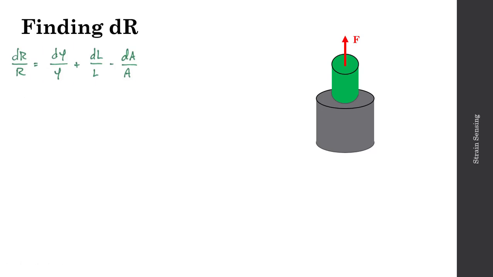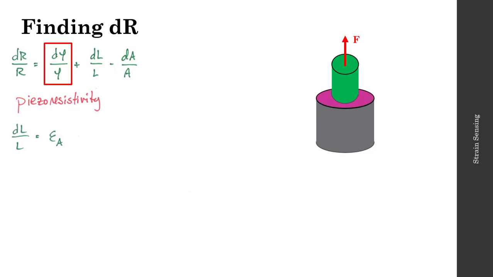This d rho over rho term is going to describe any piezoresistivity I might have in my sensor. dL over L, that's my strain, so I'm going to write that as my axial strain. And then I have this dA over A term. And for this term, it's helpful to go back to that cylinder of material example.